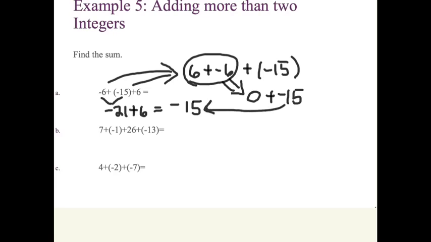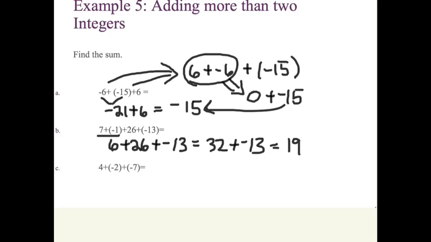Same thing. I'm going to take these pair by pair. So 7 plus a negative 1. I'm looking at example B. 7 plus negative 1 gives me a positive 6. Think about it. Subtract the two numbers. Take the sign of the higher. Plus 26 plus a negative 13. So I'm going to take that 6 and 26. When I add up 6 and 26, I get 32. So this becomes 32 plus a negative 13. Here the signs are different. I'm going to subtract and take the sign of the higher looking number. The number 32 is positive, and so that's going to be a positive 19.